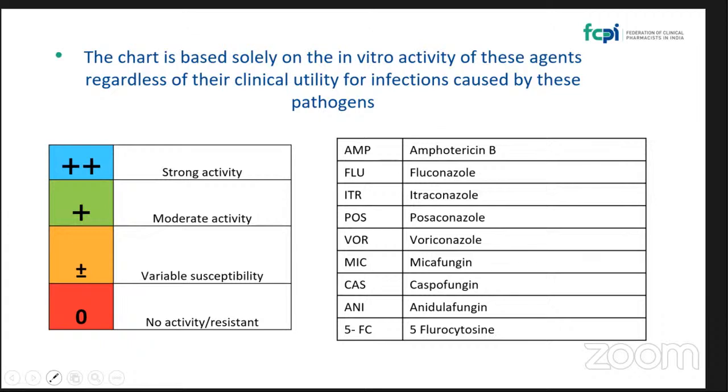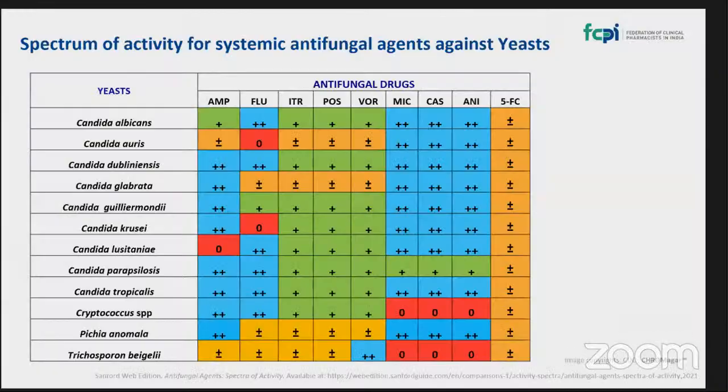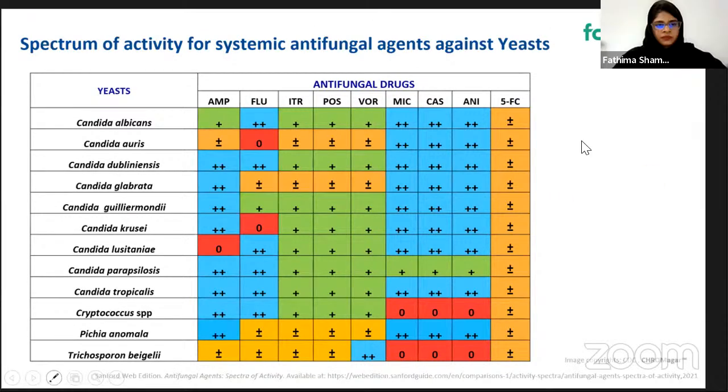Now, this is the in vitro spectrum of activity for systemic antifungal agents against yeast. So under yeast, we are going to discuss Candida species, Cryptococcus species, Pichia anomala, Trichosporon beigelii, or also pronounced as beigelii. So fungal nomenclature or fungal naming has been undergoing changes for more than a decade, but there are currently no guidelines for microbiological laboratories to implement these changes. So we are going to stick with old names.